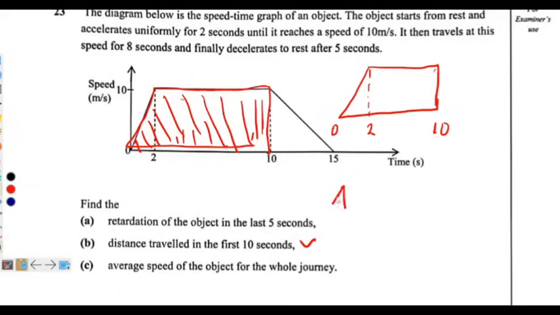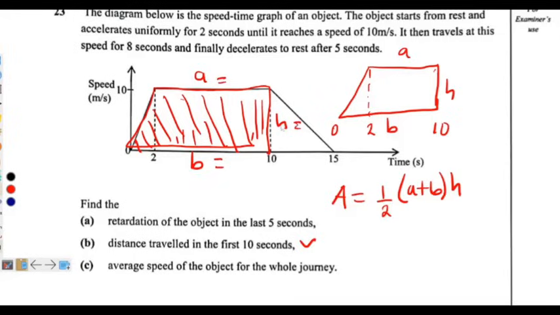The formula is area equal to 1 over 2 (A plus B) times H. So A is there, B is here, height will be here. So you need to find the value of A, B, and H. Height is from here to here, we are considering this speed right here. So H is equal to 10.